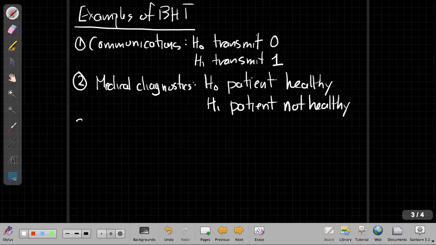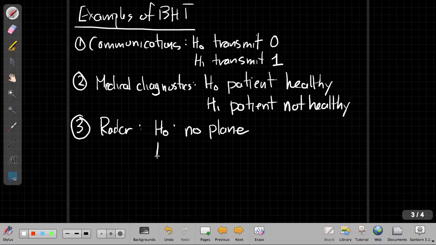Another very classic engineering one is radar. Based on the signal, I transmit a pulse, and based on the signal coming back to me for each range, I'm trying to decide, looking up into the sky, where H0 is there's no plane. That's the default normal condition, even around an airport, right? And then we want to detect when there is a plane.